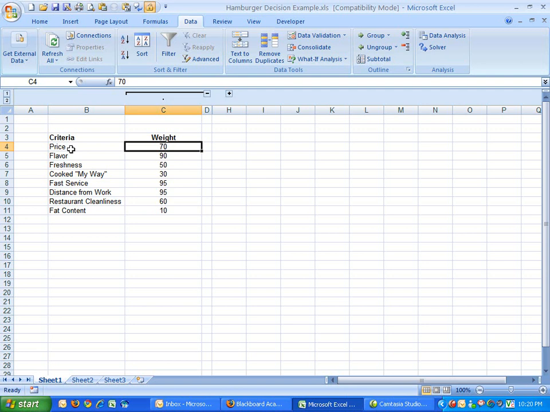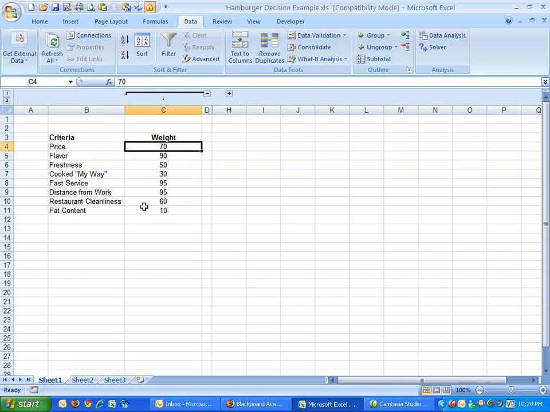70 means 70% important. Flavor, 90%. That means that's very important to me. Freshness, only 50%. Cooked my way, 30%. You get the idea. So down here at the bottom, fat content is not that important to me, let's say, so I only give it a weight of 10 out of 100. And the key here is that if price has a weight of 70 and fat content only has a weight of 10, then that means that price is 7 times more important to me than the fat content.